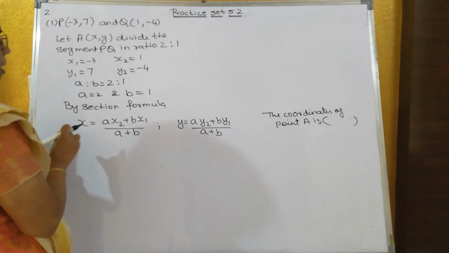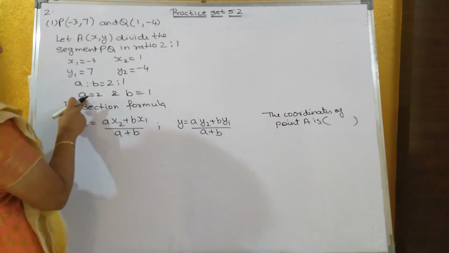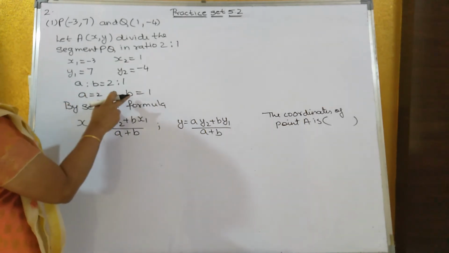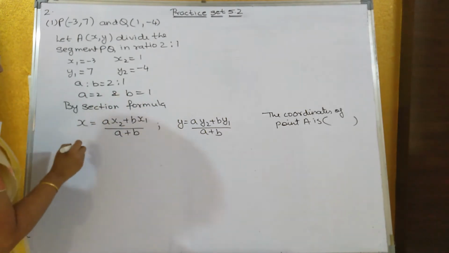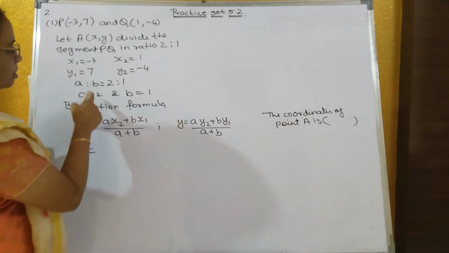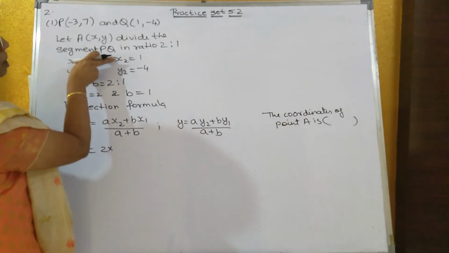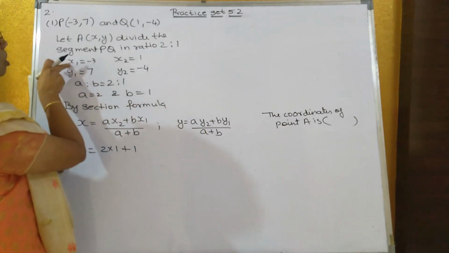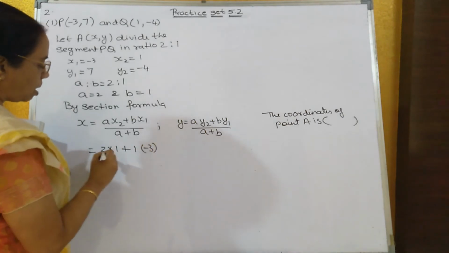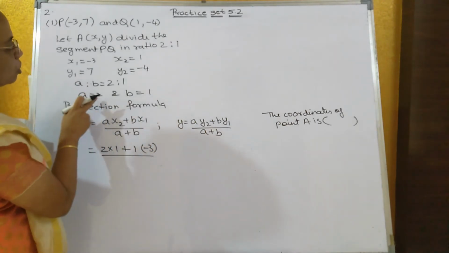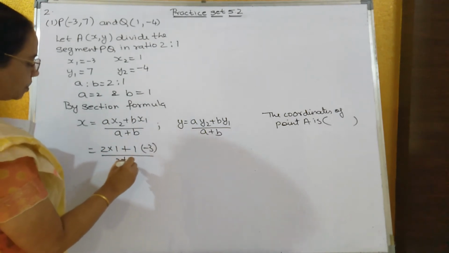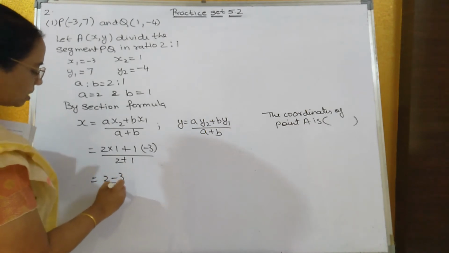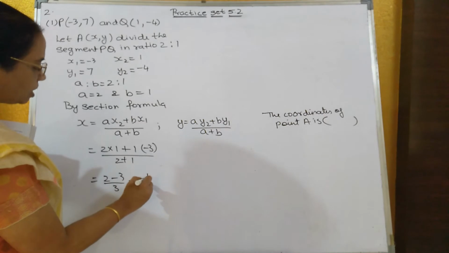So by the section formula, x is equal to (a x2 plus b x1) upon (a plus b). Similarly, y is equal to (a y2 plus b y1) upon (a plus b). So x is equal to a, which is 2, into x2, which is 1, plus b, which is 1, and x1 is -3, so into -3, upon a plus b, that is 2 plus 1. So that's equal to 2, 1 into -3 is -3, upon 3, that's equal to -1 upon 3.